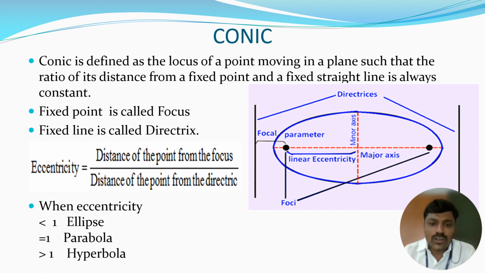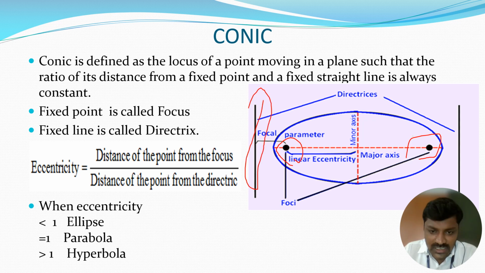A conic is defined as the locus of a point moving in a plane such that the ratio of its distance from a fixed point and a fixed straight line is always constant. The fixed point is called the focus. This point is called the focus. An ellipse has two focus points and a fixed line. This line is called the directrix line.